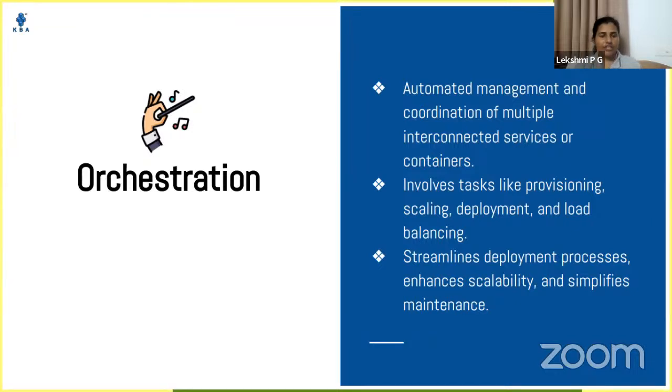So this orchestration should be done, right? With this containerization, with this orchestration, the problem faced by Ruby can be solved. Ruby faced the problem that when she delivered the product to the testing team, the particular product crashed, right?